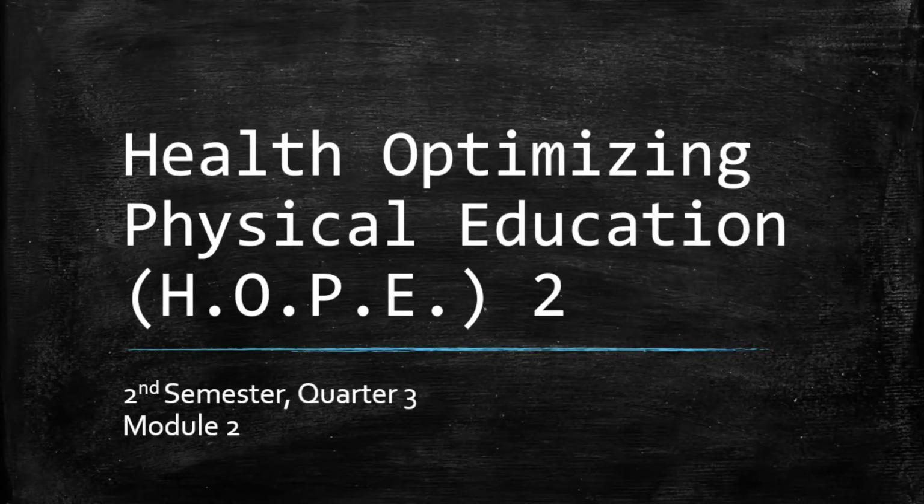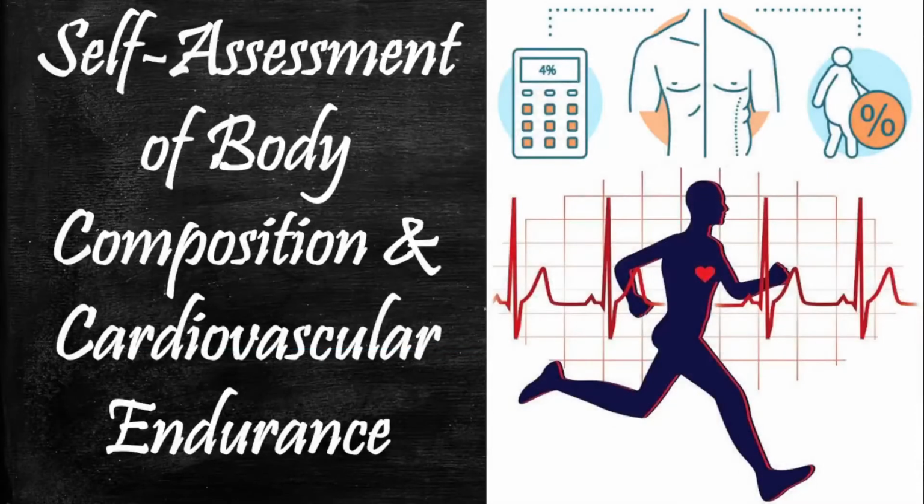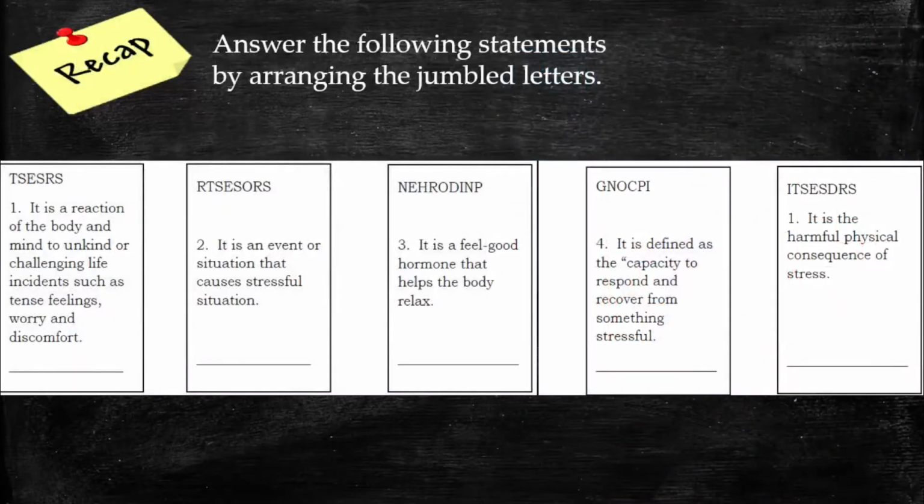Once again, welcome to our Health Optimizing Physical Education 2 or HOPE 2 class. So we are now in our Module 2 or Lesson 2, which is all about self-assessment of body composition and cardiovascular endurance. Before we proceed to our next lesson, let's have a recap first on what we tackled in our Lesson 1, which is all about the role of sports and managing stress.